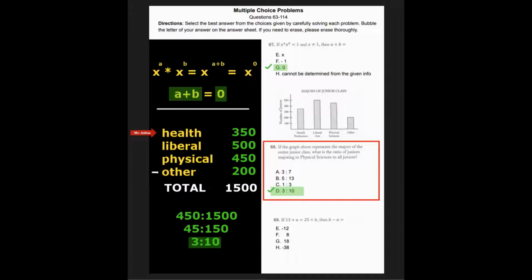And here, they wanted us to compare the students that picked physical sciences to the entire population, 450 to 1500, which reduces to 45 to 150, which means that it's in a ratio of 3 to 10. So for every 3 students majoring in physical sciences, there are 10 students in the total population. 3 to 10 was the correct ratio.